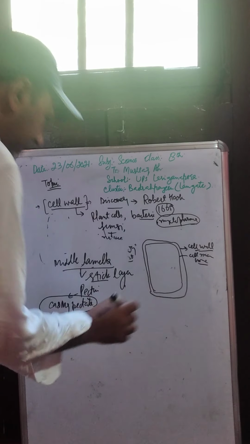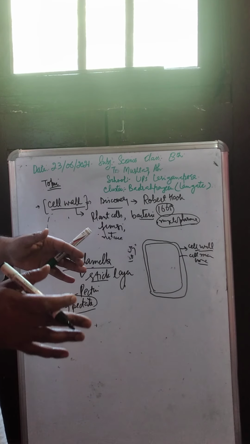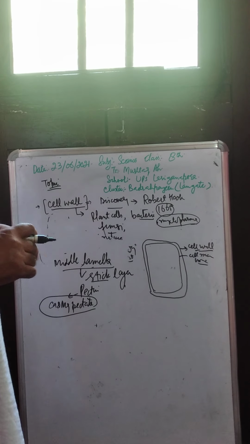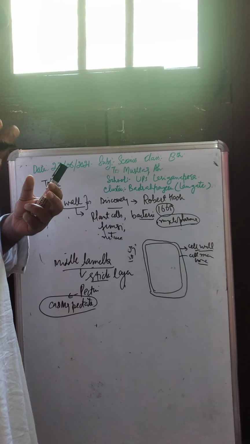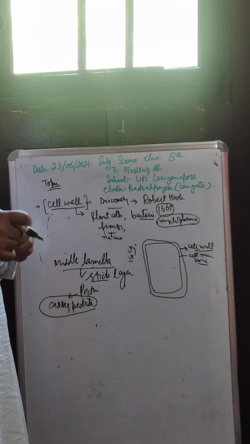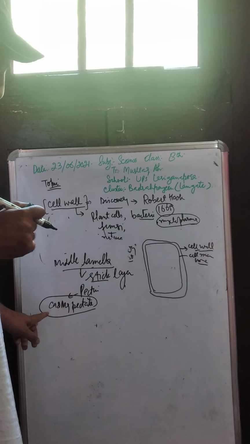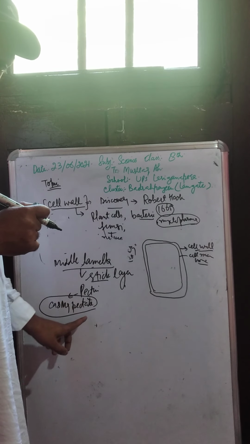This calcium magnesium pectate is something that gives hardness to the plant cell. If you have observed, the fruit is hard, and that hardness is given to the fruit by this calcium and magnesium pectate.